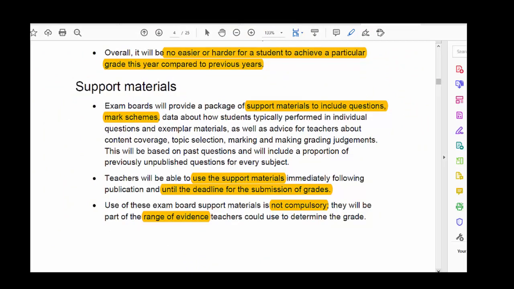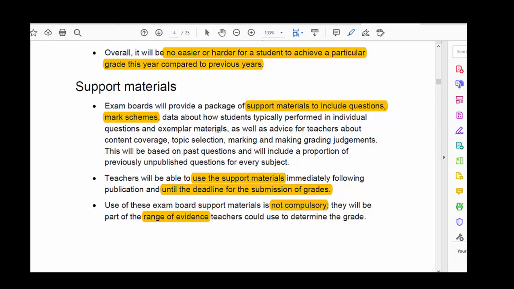Support materials. So exam boards will provide a package of support materials which will include questions, mark schemes, and data of how students particularly performed on individual questions and example materials. There'll be advice on content coverage, topic selection, and marking. And this will be based on past questions and will include a proportion of previously unpublished questions for every subject.